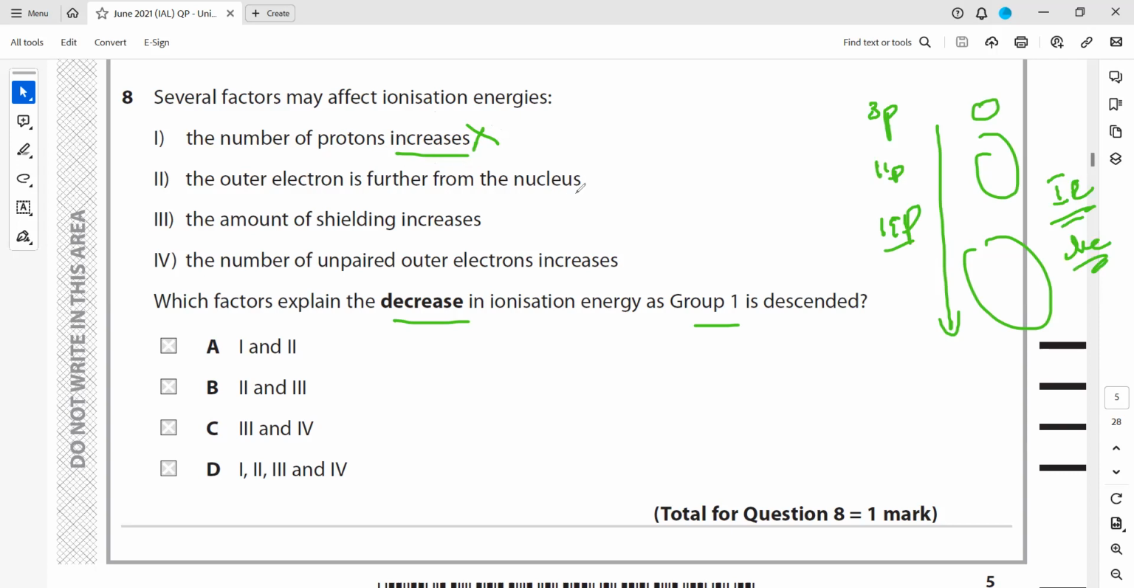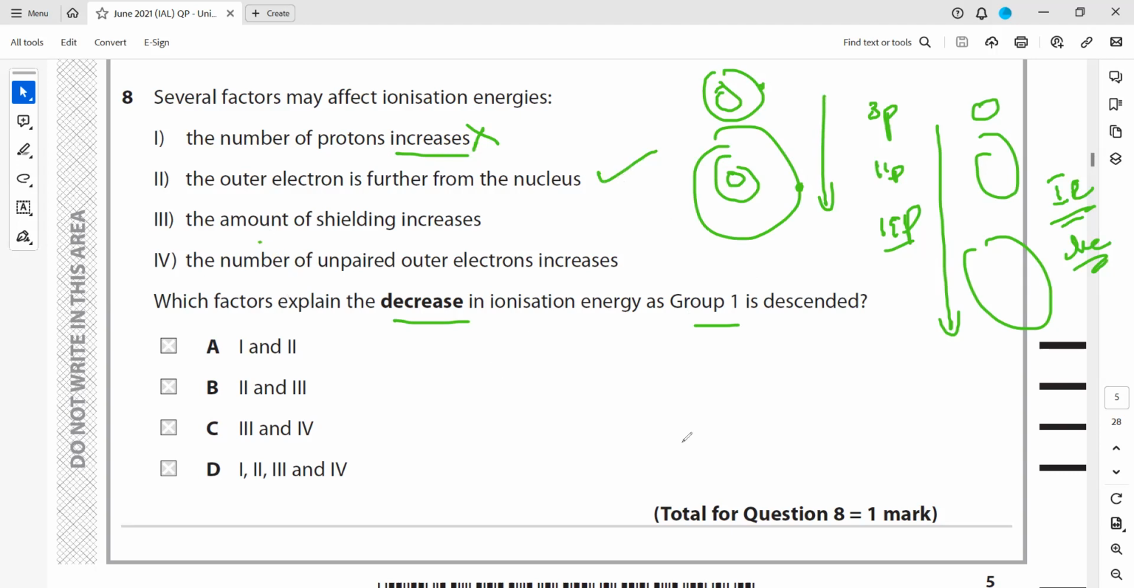The outer shell is further from the nucleus. That is right, because lithium has 2 electron shells and sodium has 3 electron shells. So the valence shell, the last shell, is far from the nucleus. That is why it becomes easy to ionize.